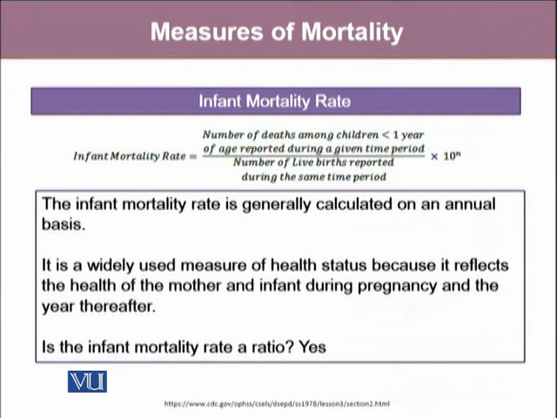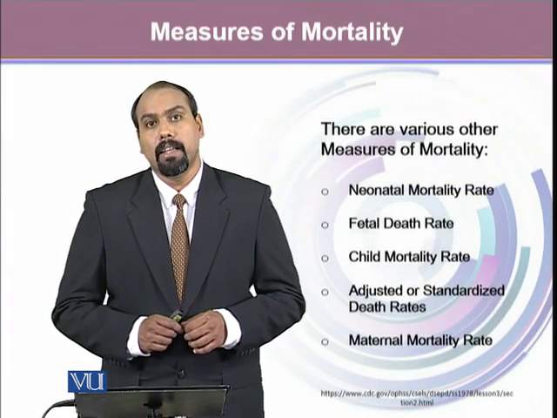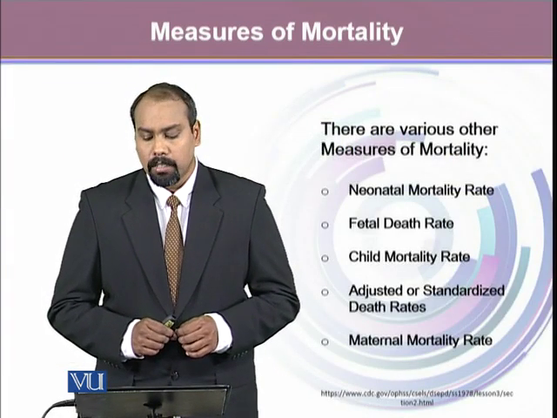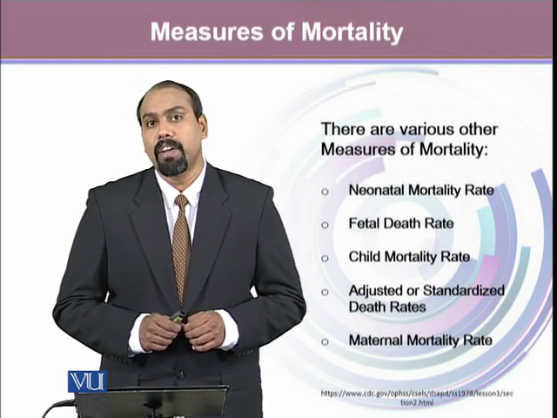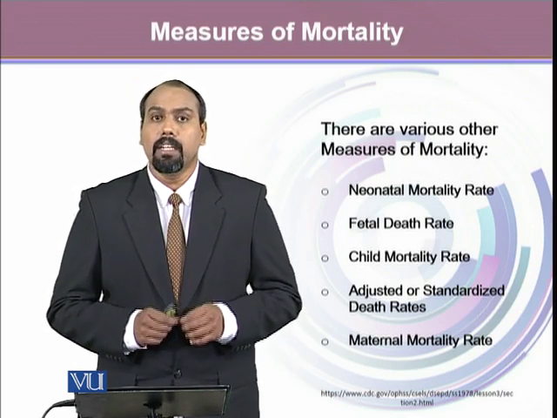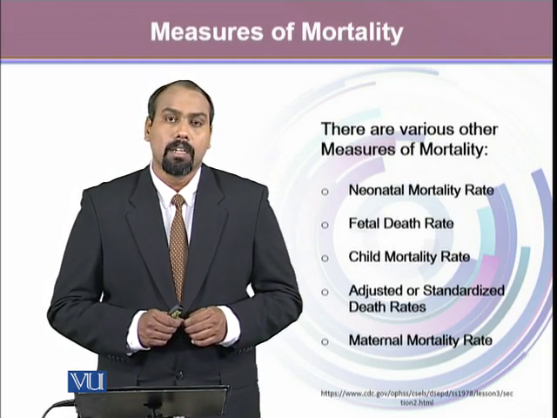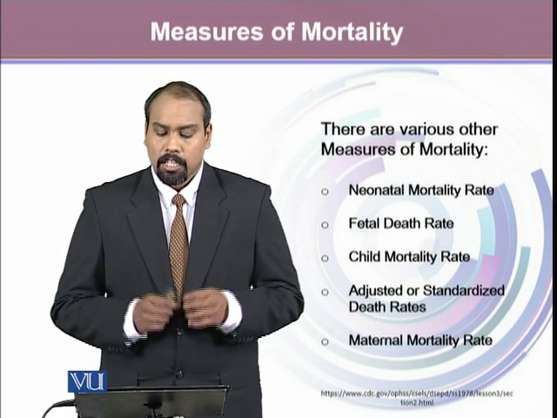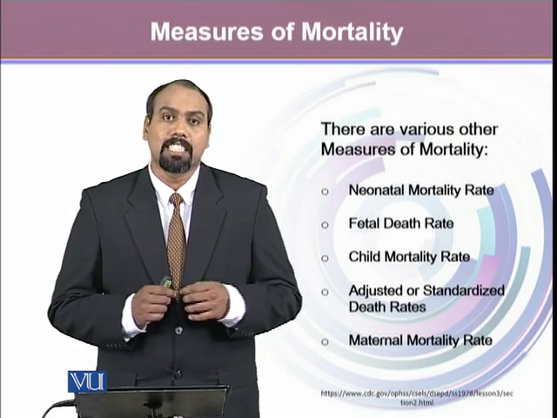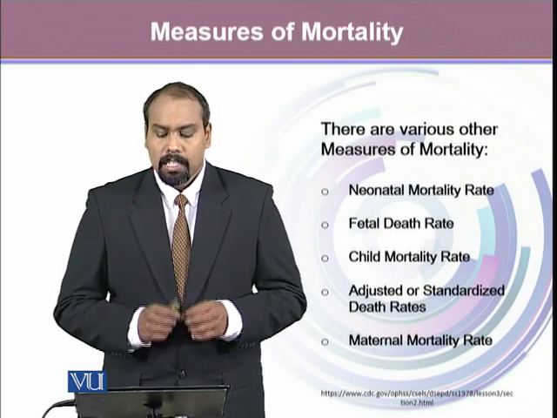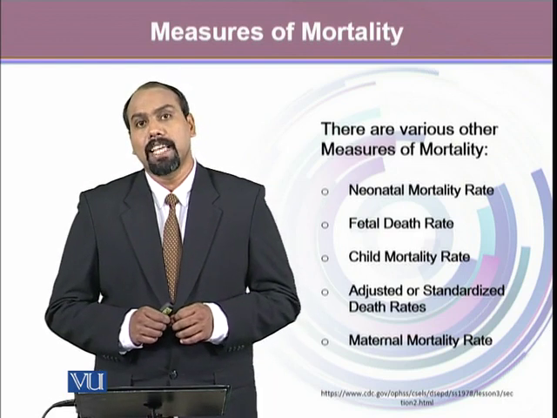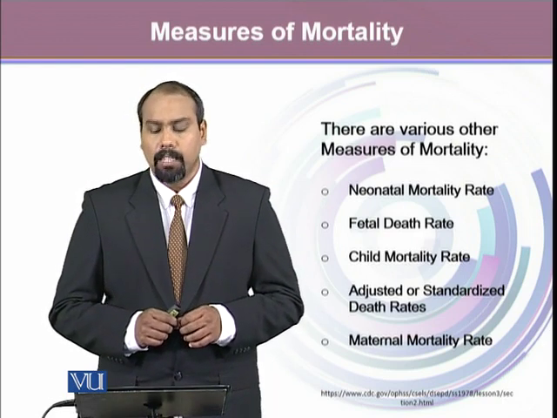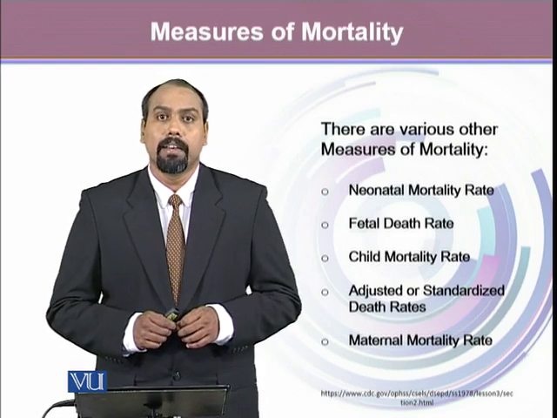There are various other measures of mortality, like neonatal mortality rate, fetal death rate, and child mortality rate. Child mortality rate is different from infant mortality rate. Infant talks about less than 1 year of age, whereas child mortality rate talks about less than 5 years of age. Similarly, there are various adjusted or standardized death rates. And finally, there are maternal mortality rates as well.